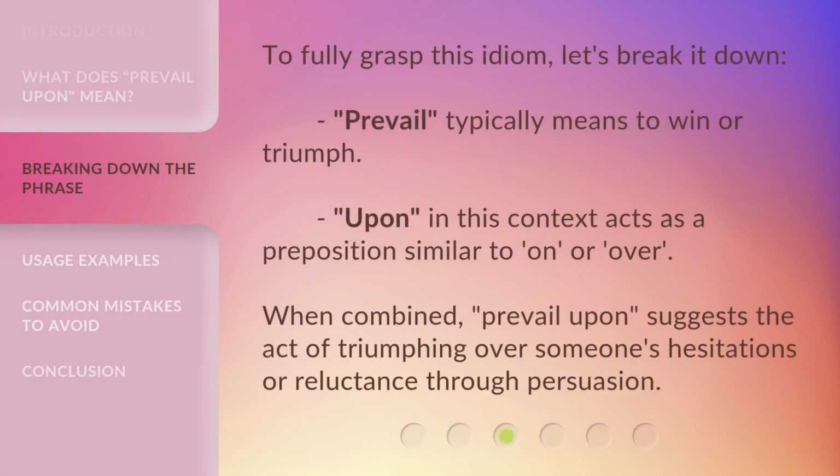To fully grasp this idiom, let's break it down. Prevail typically means to win or triumph. Upon, in this context, acts as a preposition similar to on or over. When combined, prevail upon suggests the act of triumphing over someone's hesitations or reluctance through persuasion.